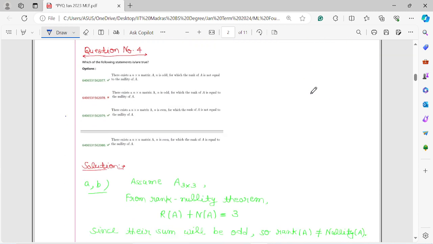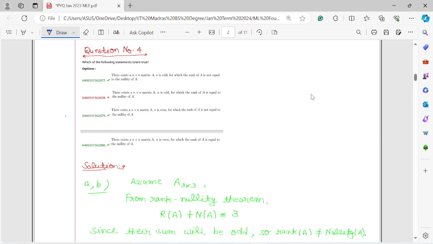Problem number 4. Which of the following statements are true? There exists an n cross n matrix A, where n is odd, for which the rank of A is not equal to the nullity of A. Suppose it is a 3 cross 3 matrix. From the rank nullity theorem, rank of A plus nullity of A is equal to 3. Since their sum is odd, the rank of A cannot be equal to the nullity of A.